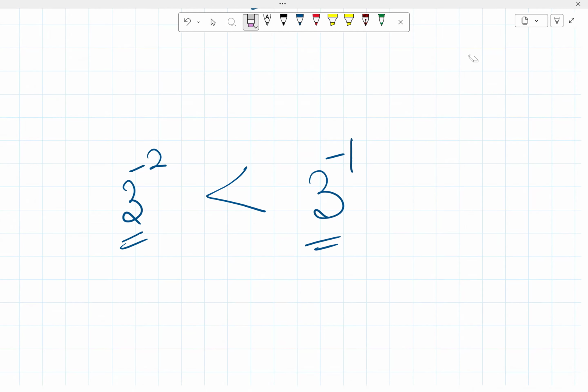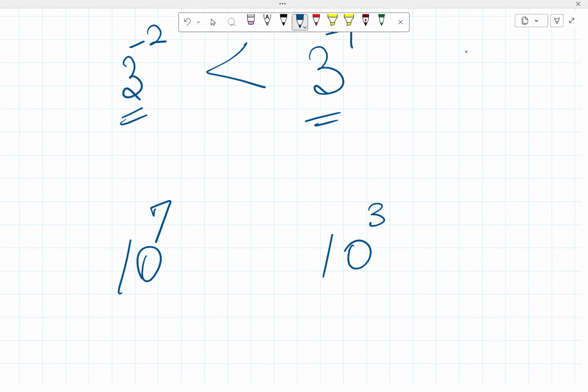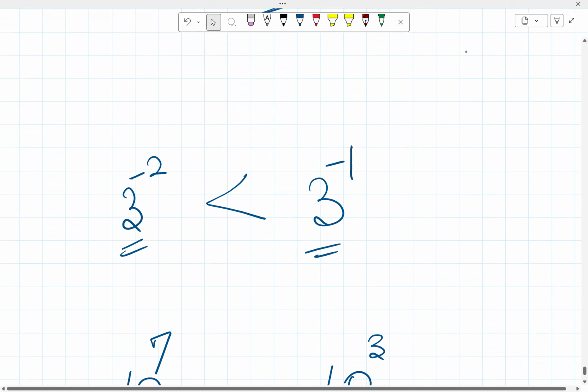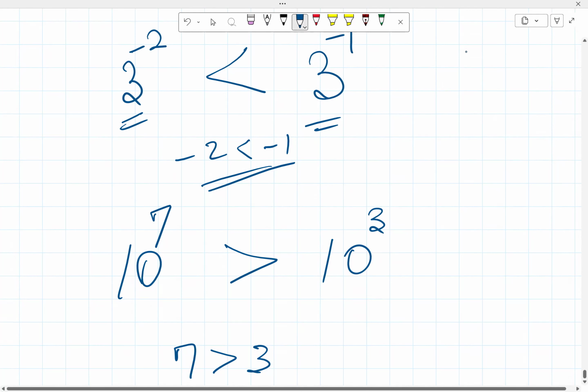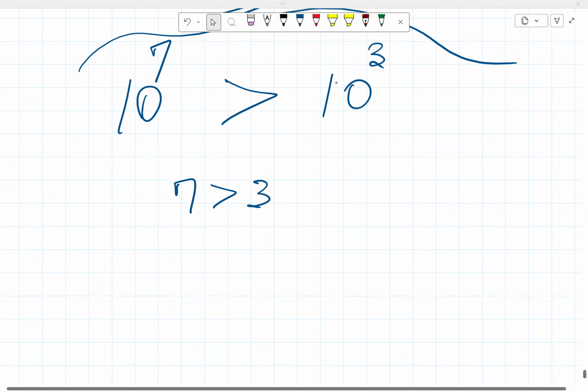Or if you like, we have 10 here and 10 here. The power of this one is 7, and the power of this one is 3. Since 7 is greater than 3, it means that 10 raised power 7 is greater than 10 raised power 3. That's our first rule that we saw there.